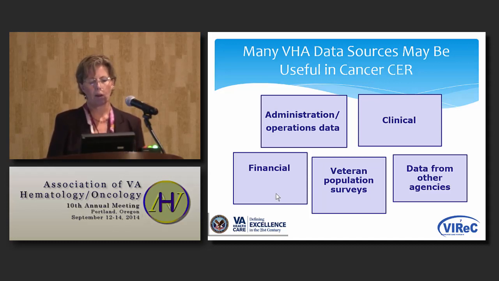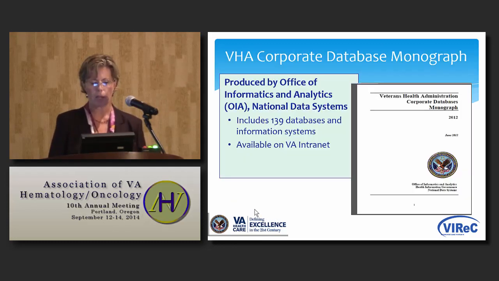In the VA, there are many data sources that can be used in cancer comparative effectiveness research, from administrative and operations data, clinical data, which we've heard quite a bit about, which can be in different types, structured and unstructured, meaning text, financial data, but there's also primary data that are collected directly from veterans in surveys, interviews, that can be both research and non-research, as well as data from other agencies.